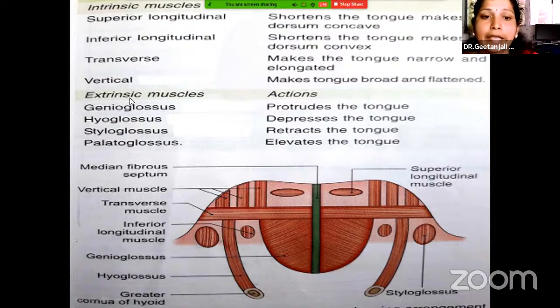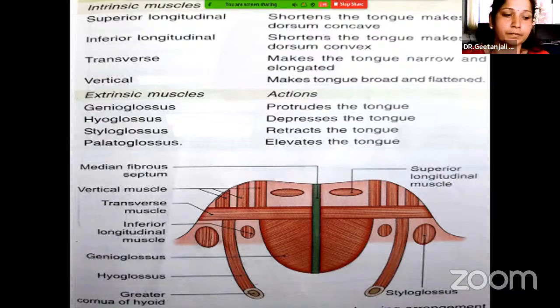The next is extrinsic muscle. As we have already seen the origin and insertion, that is genial tubercle to the tongue, hyoid bone to the tongue, styloid process to the tongue, and palatal aponeurosis to the tongue. The action of genioglossus muscle is protrusion of the tongue. I already told you that genioglossus is the life-saving muscle or safety muscle of the tongue because its main action is to protrude the tongue. The action of hyoglossus muscle is to depress the tongue, styloglossus to retract the tongue, and palatoglossus is to elevate the tongue. This completes the action of our extrinsic and intrinsic muscles of the tongue.